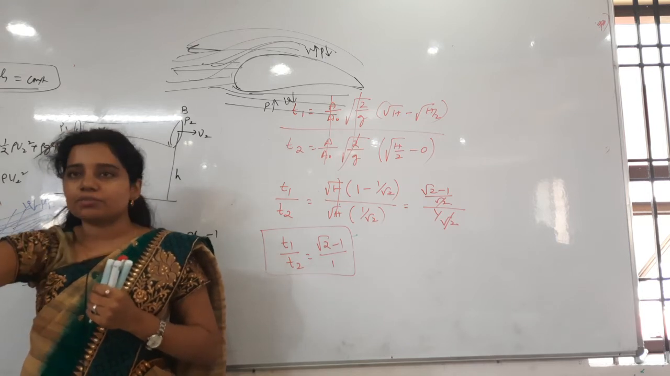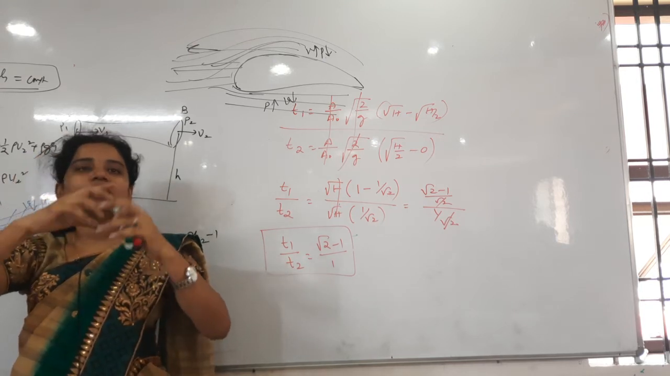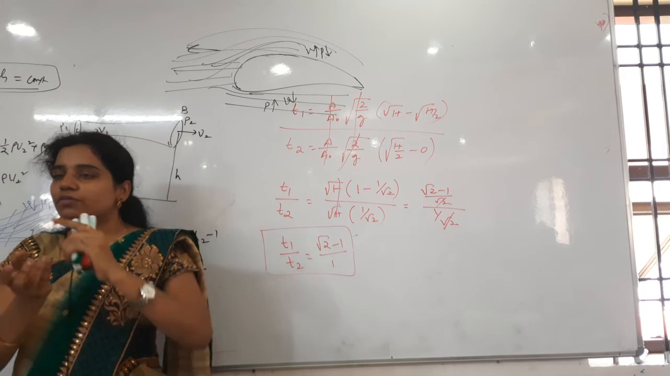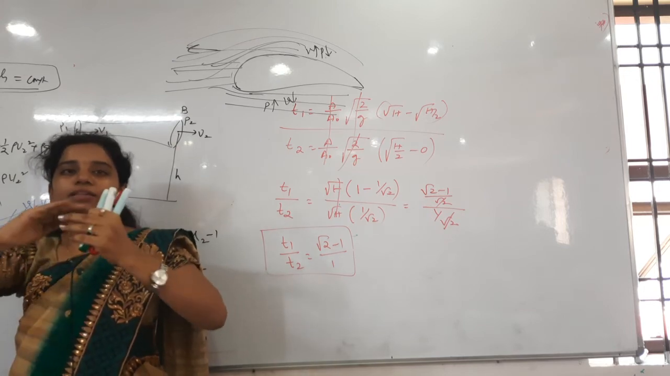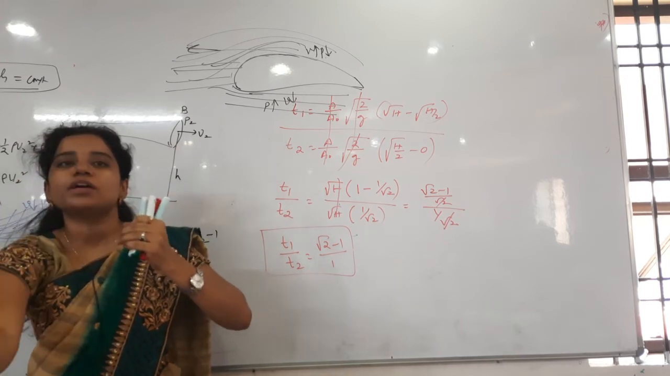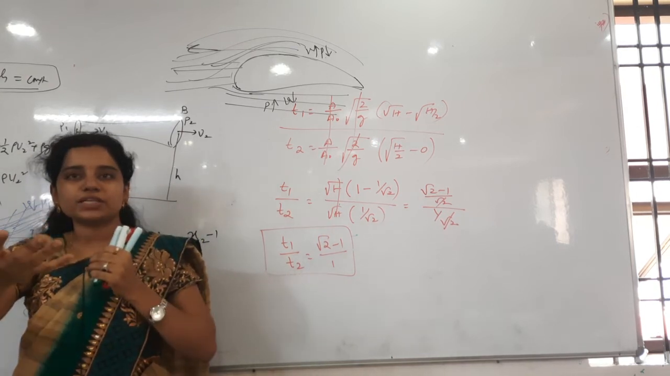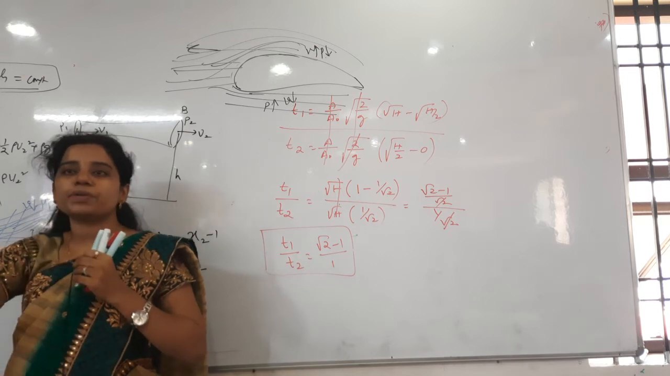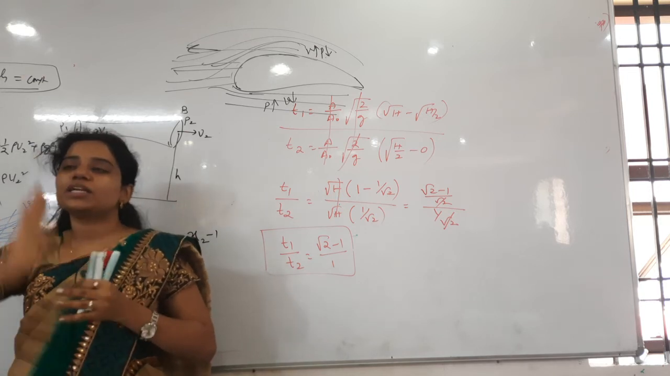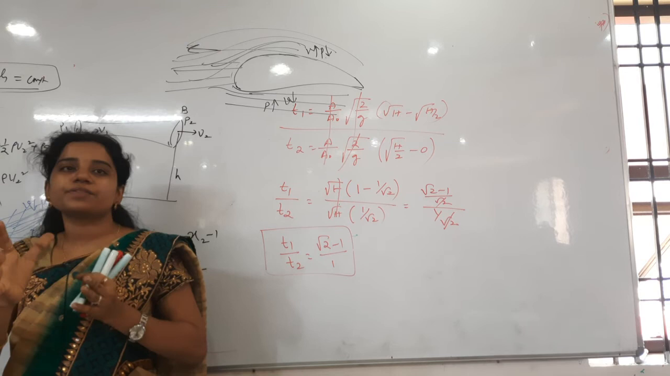What is the reason? Due to the air layers already in contact with the ball. Whenever the ball is spinning, at that time the top layer will have more velocity, the bottom layer will have less velocity. More velocity means less pressure. Less velocity means more pressure, so what happens? It will get lifted up. That is how the Magnus effect works.